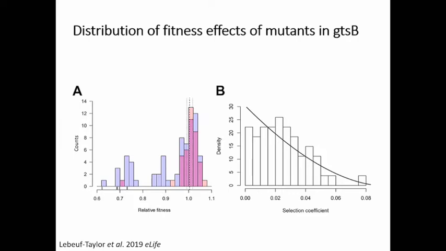And here's a close-up view of what that distribution looks like. For people who might be interested in the distribution of fitness effects of mutations, we found that this was roughly exponential, as is expected from theoretical models.